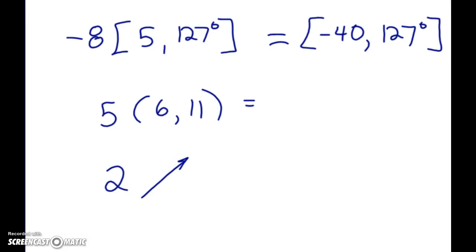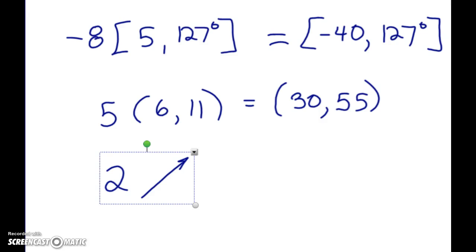What if it's in component form? 6 steps right, 11 steps up. Multiply that by 5 and you get 30, 55. And for this one, yeah, you do. So you have that one. How do you know that?